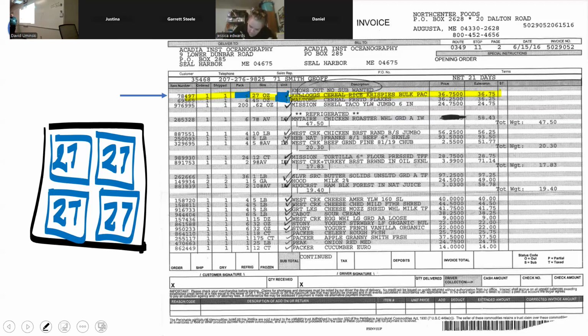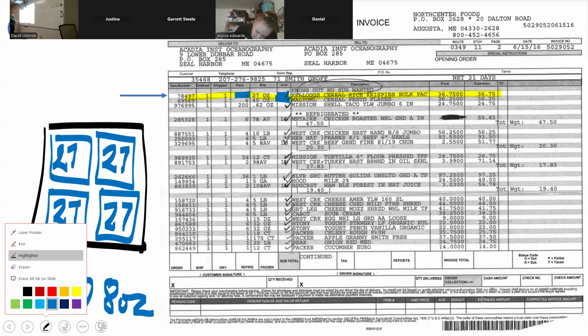So how many total ounces do I have? 108 ounces. 108 ounces is what my total weight is. Okay, see how that works?